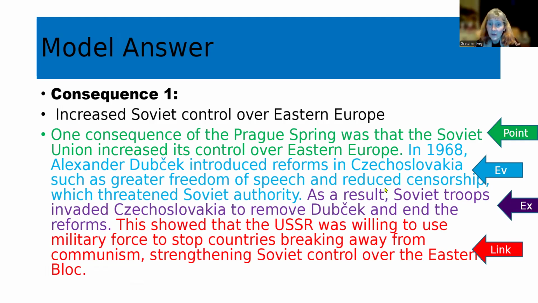As a result, there's a very good key phrase there, as a result. So this happened as a result of Alexander Dubček's reforms. As a result, Soviet troops invaded Czechoslovakia to remove Dubček and end the reforms. Okay, so there's an explanation. Now we want to link this back. What overall impact did this have? The USSR showed that it was willing to use military force to stop countries breaking away from communism, strengthening Soviet control over the Eastern Bloc.